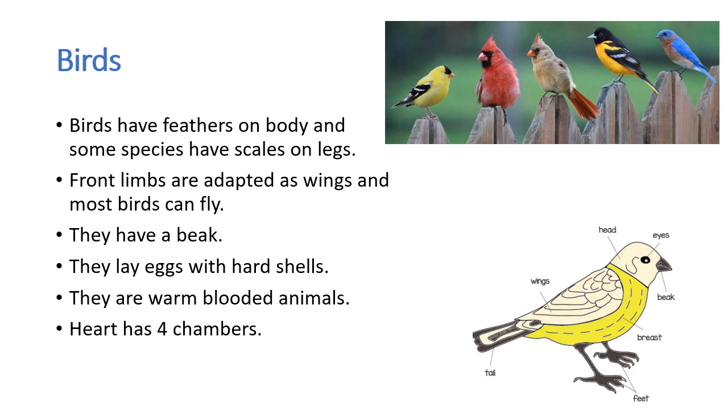Beak is a very special characteristic feature found only in birds. Birds also reproduce by laying eggs, and these eggs have a hard shell. Unlike the previous classes that we discussed, birds are warm-blooded animals, which means they can maintain a constant body temperature irrespective of the outside temperature. Birds have a heart with 4 chambers.